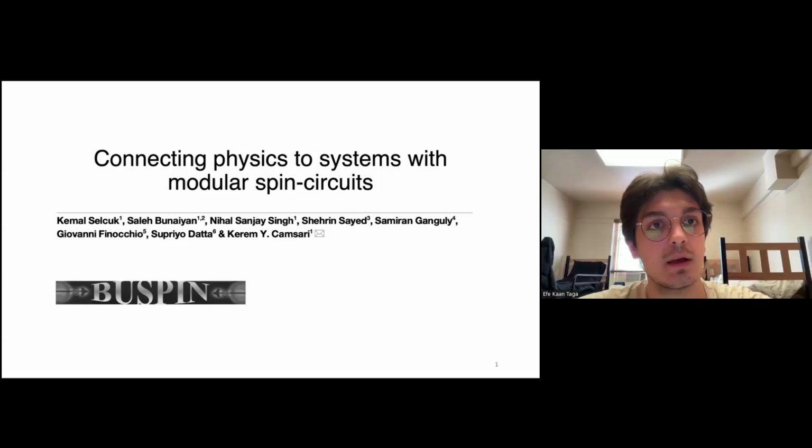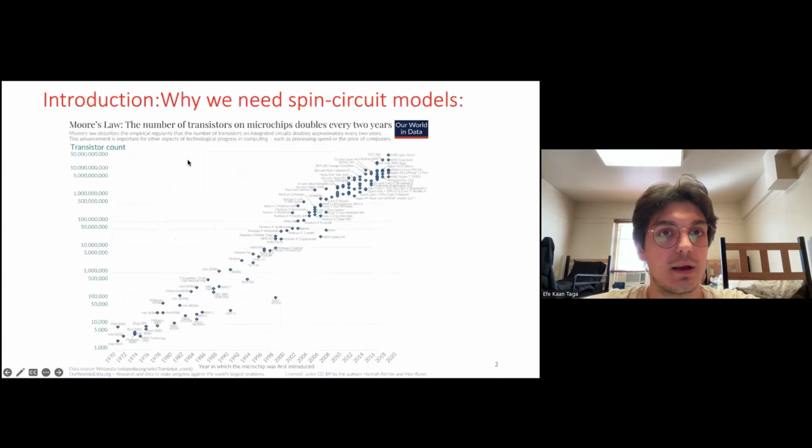Connecting physics to systems with modular spin circuits. The authors are Kemal Selçuk, Saleh Buneyn, and others. Why do we need spin circuit models?